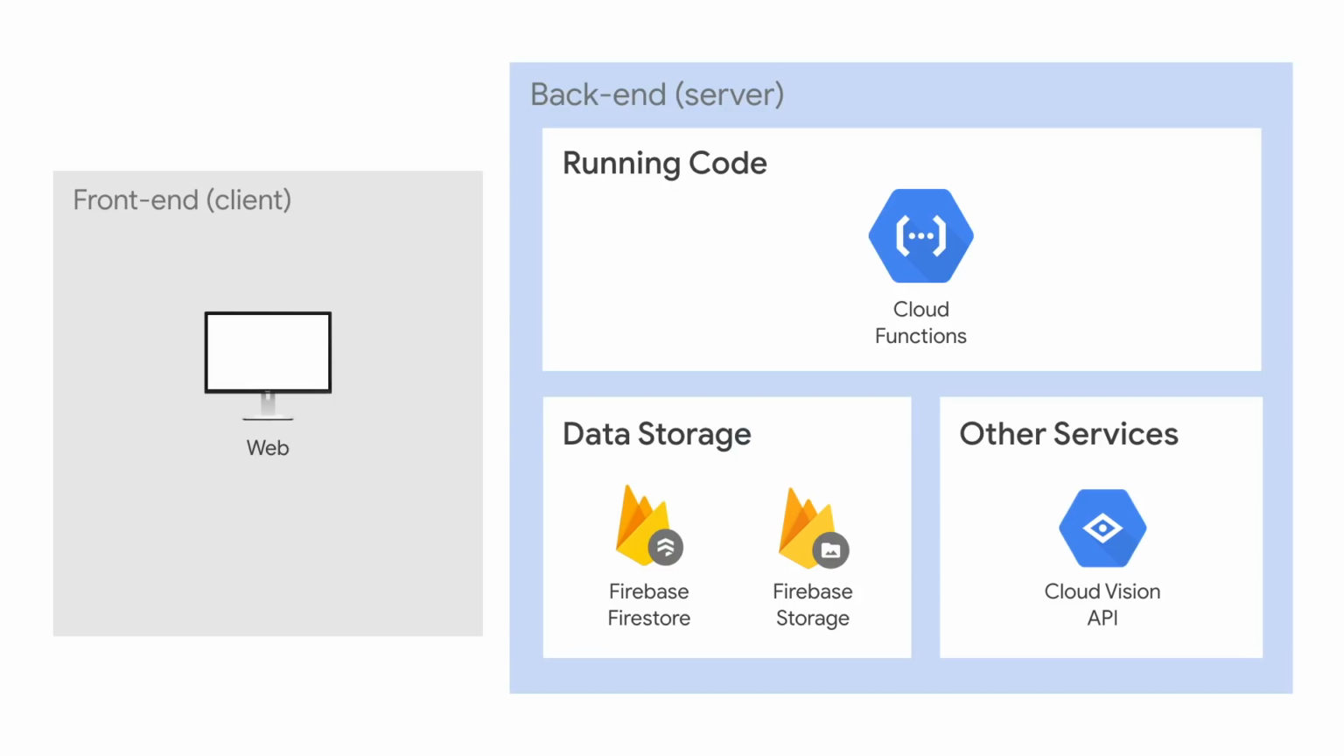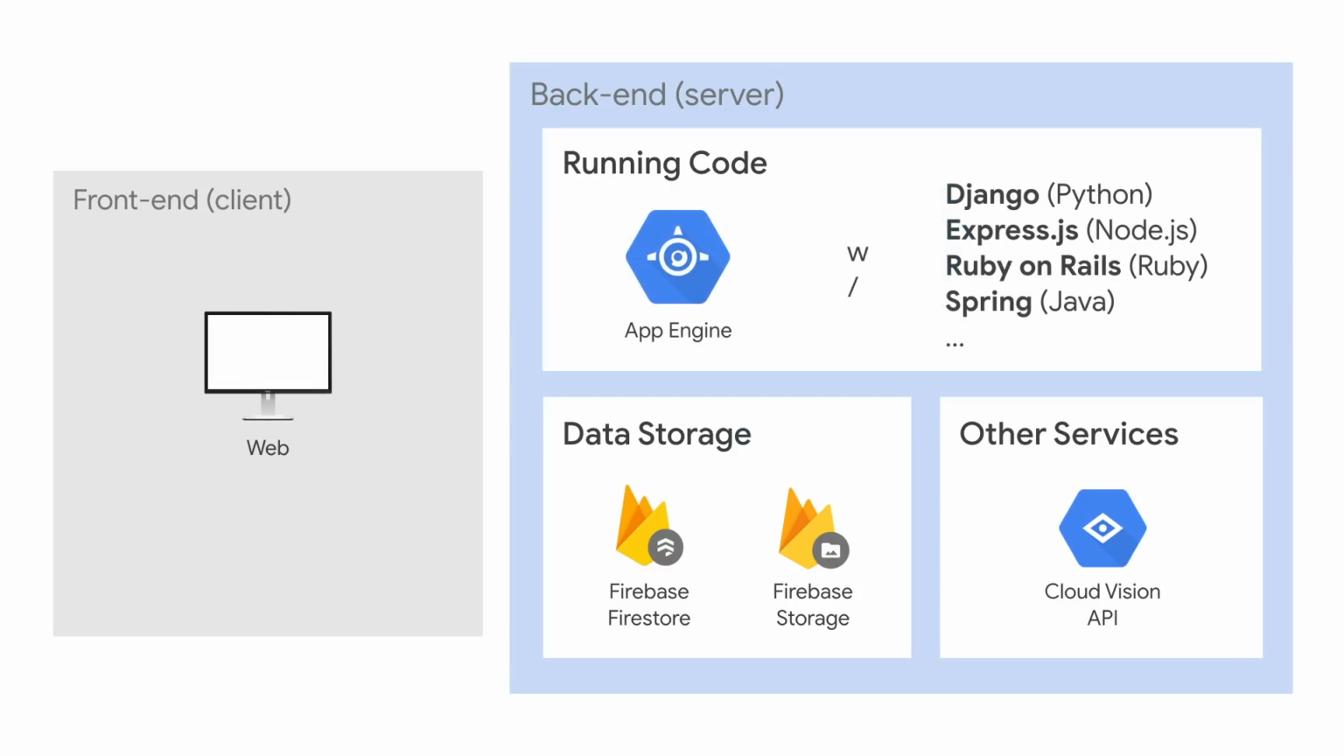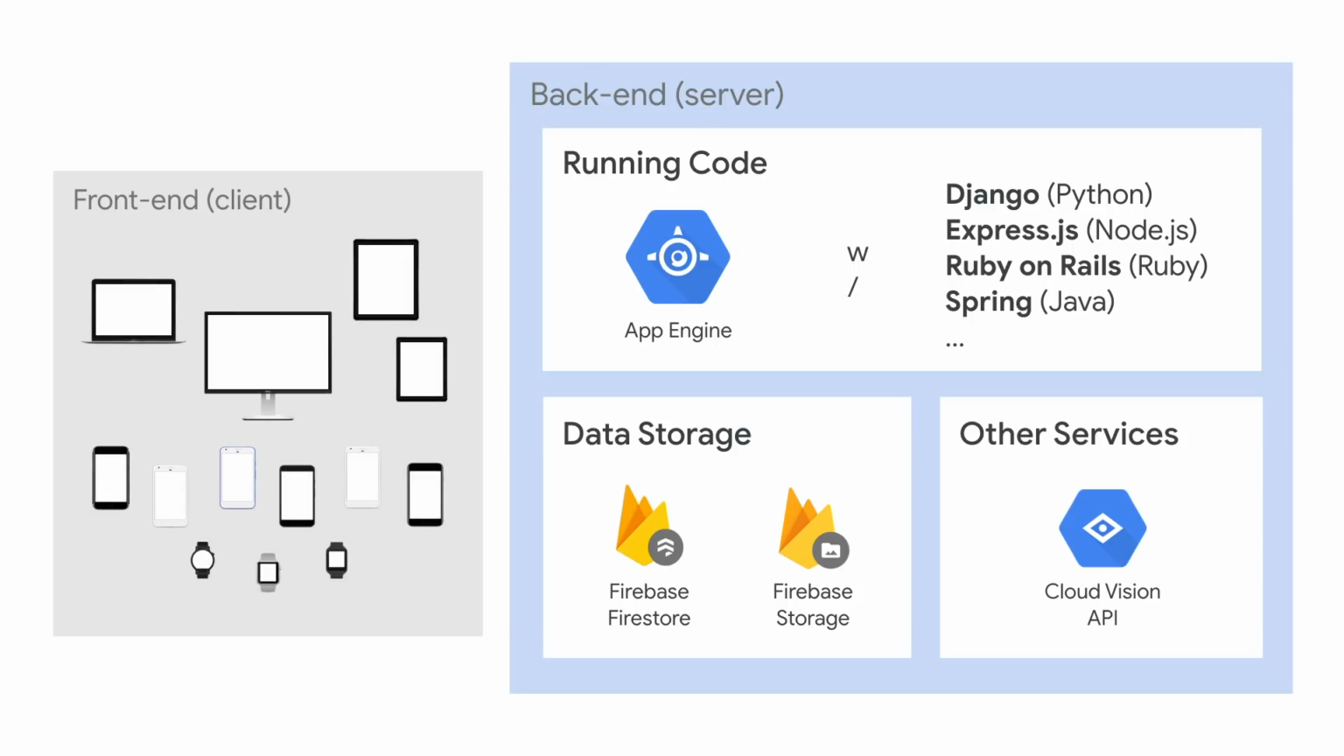What if we have a bit more experience programming and want to use a popular web framework like Django, Express.js, Ruby on Rails, or Spring? In that case, we can use App Engine. This is Google Cloud's platform as a service tool, which allows you to upload your code and it handles everything else for you. Lastly, we might want to add different types of clients that each interact with the backend, giving our users access to their photos on all of their devices.